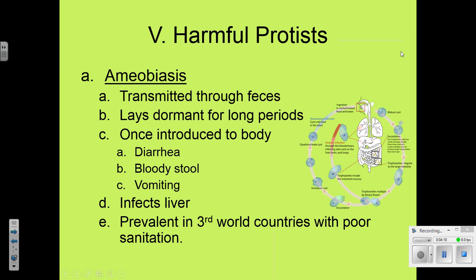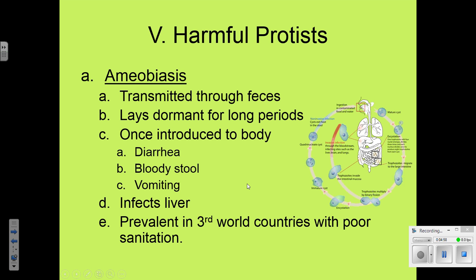All right, let's talk about a couple different types of protists. One of the harmful ones is called amoebiasis. It is actually transmitted through feces or fecal matter. It can stay dormant for a long period of time, dormant meaning it's just hanging out in feces on the ground, but it's still very active. So it can be a long period of time before somebody accidentally touches that feces and now they've touched their face and now it's in their body. So once it gets into the body, lots of problems can happen. It can cause diarrhea, bloody stool, or vomiting. So pretty rough stuff. It infects the liver.